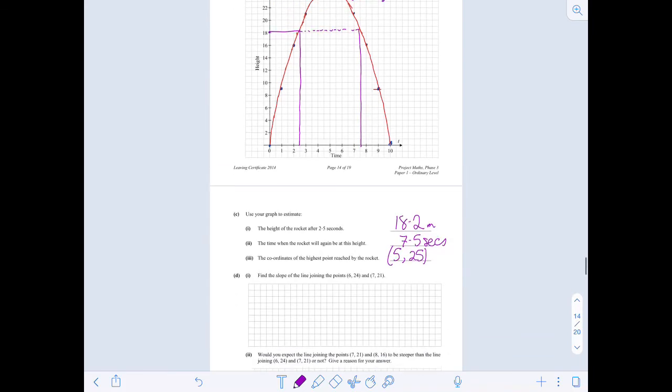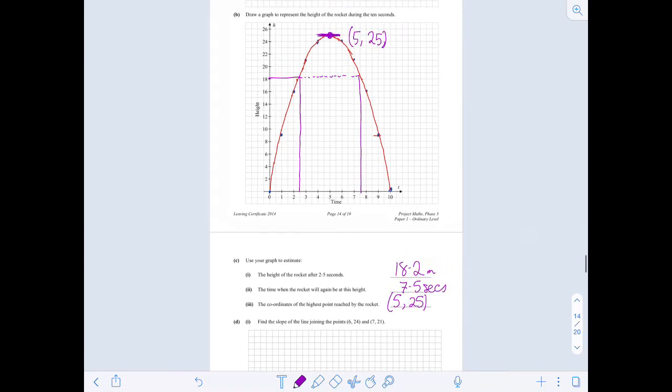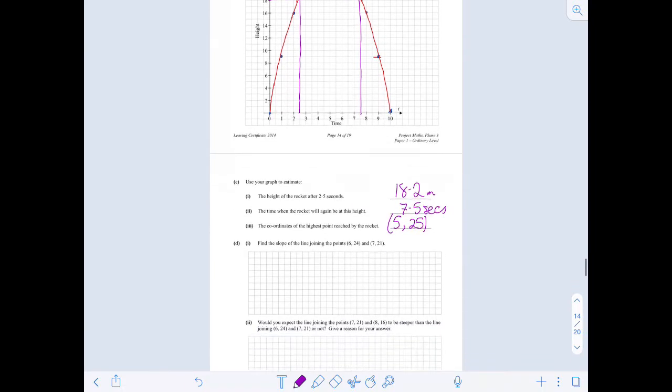Now find the slope of the line joining the points 6, 24 to 7, 21. So 6, 24 to 7, 21. There's a bit of a trap there, chaps. We're asked to find the slope, and we're in a functions question, so that probably means we're going to have to differentiate. Yeah, but they're not asking us to find the slope of a function at a particular point. They're asking us to find the slope of a line.